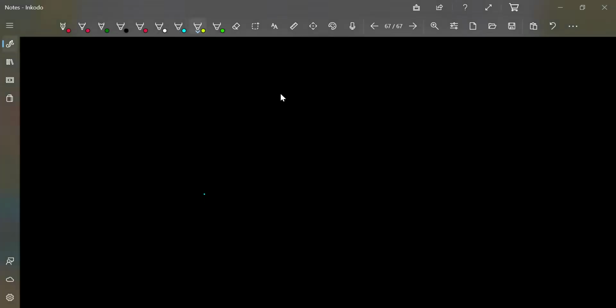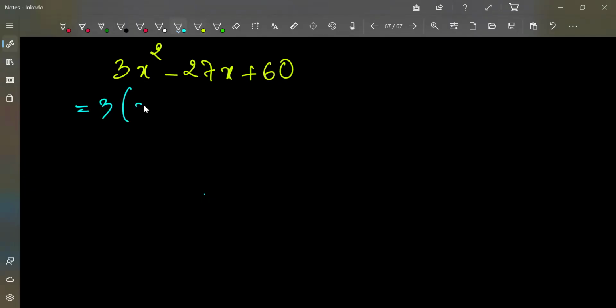So now let's try this exercise. We have 3x squared minus 27x plus 60. You see that the coefficient of x squared is a common factor of 27 and 60. So now you can factor it out. We get 3 multiplied by x squared minus 27 divided by 3 is 9 and 60 divided by 3 is 20.